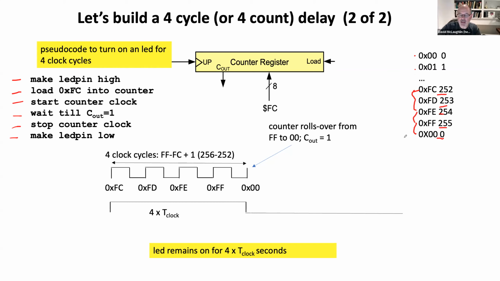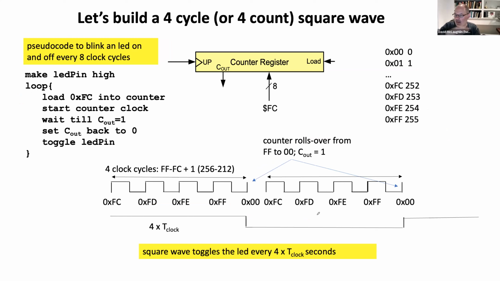Okay, so that's the idea. If we use this pseudocode, we would turn on an LED, we'd preload it, start it counting, wait for the overflow, and then shut off the LED. All right, let's turn that into a square wave now, so that the LED is on, off, and so forth.